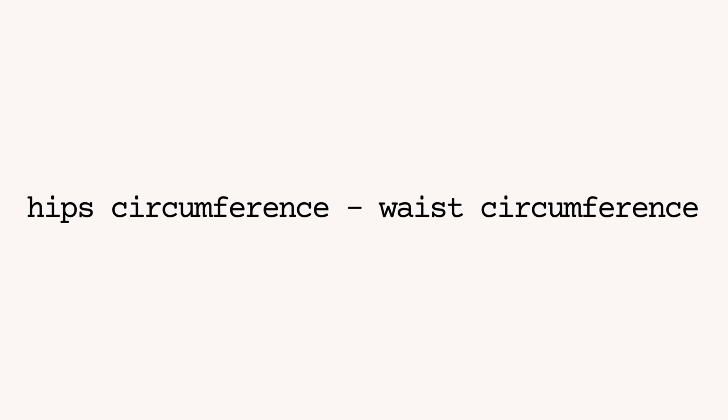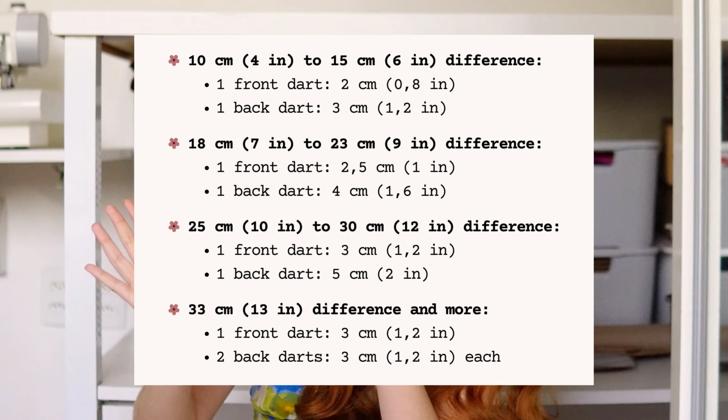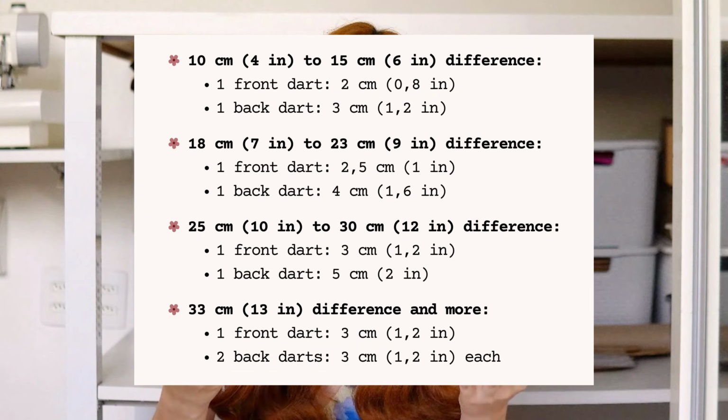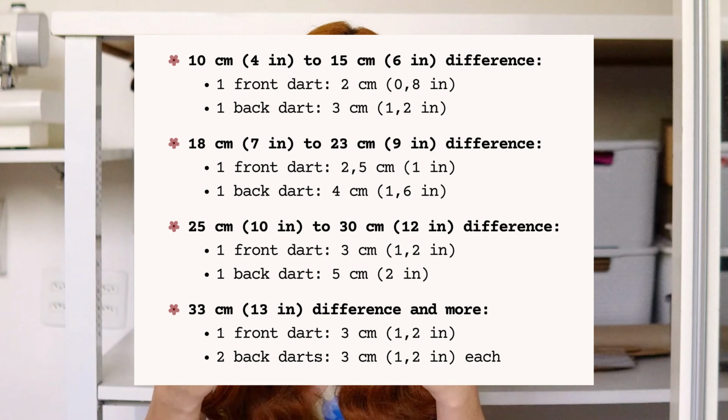And for the width of the dart, which is what we call the dart intake, you will need to calculate your full hip circumference. So the measurement that we got on our body, not the one that we divided by 4, the original one. So your full hip circumference minus your full waist circumference. And the result that you got, you can compare it to this table right here. You can pause to read if you want, but basically if you have wider hips and a smaller waist, then your darts will need to be bigger.